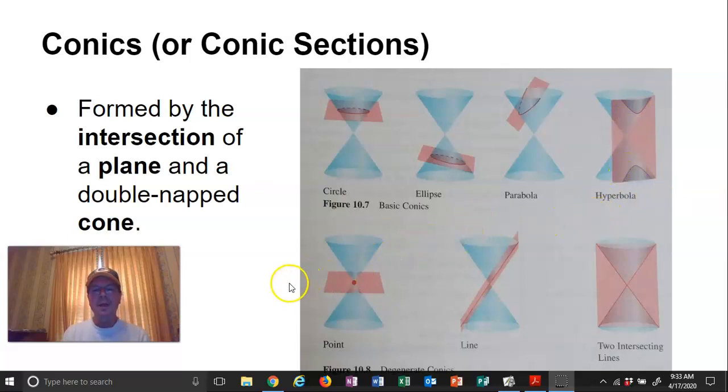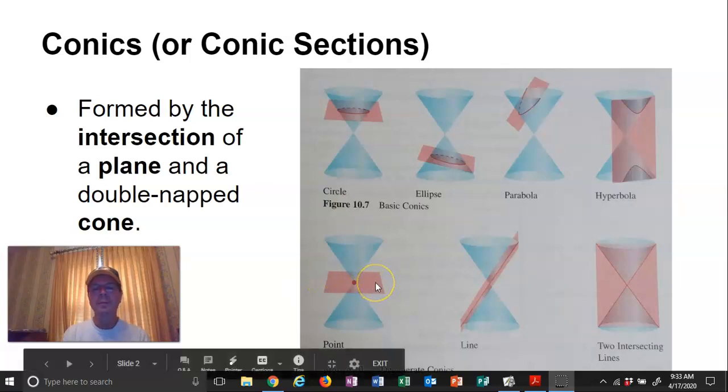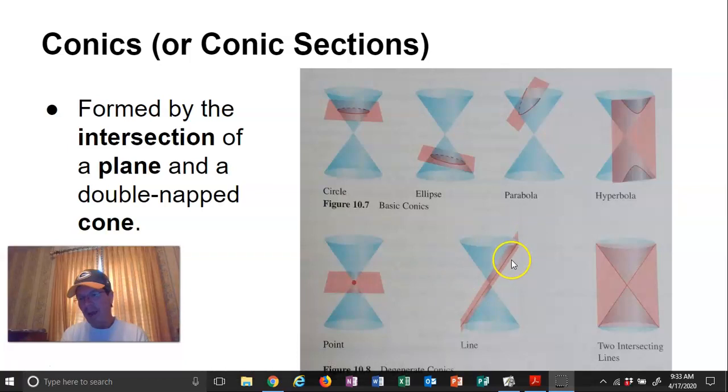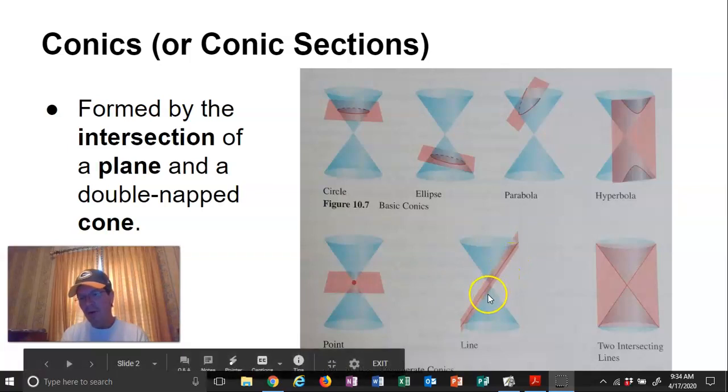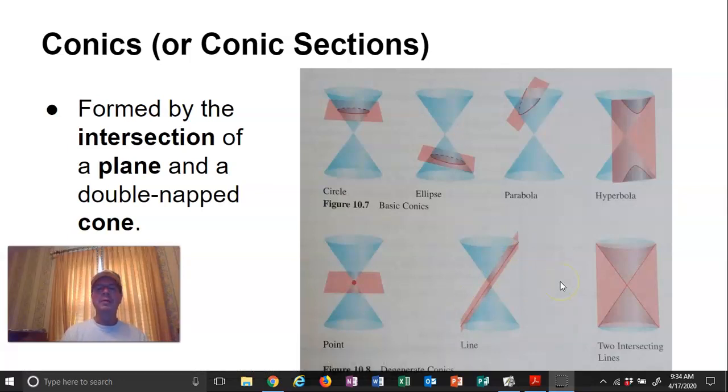If I slice it horizontally, right where the two cones touch, I just get a point. So it probably has to be horizontal. And if I slice it just along the edge of the one cone, it'll go along the edge of the other cone, and what I really get is just a line. So that's kind of cool. And those are the important ones to look at here. So circle, ellipse, parabola, hyperbola. Lines and points are not quite as interesting as these guys are here.